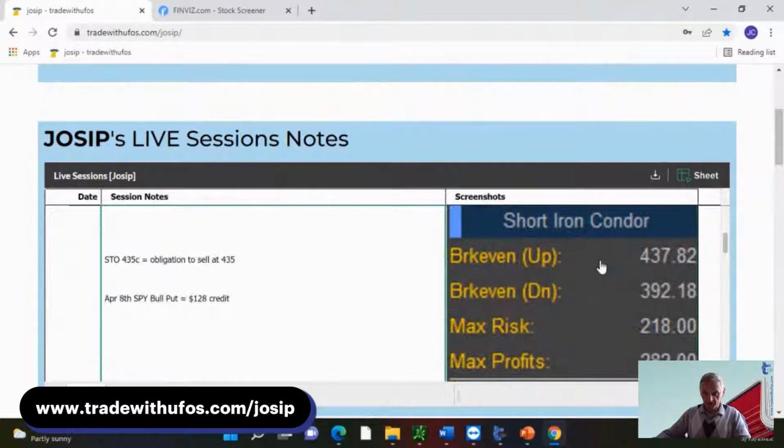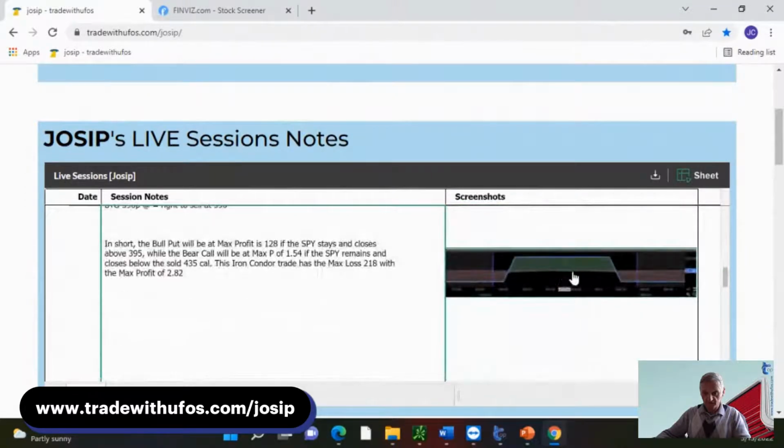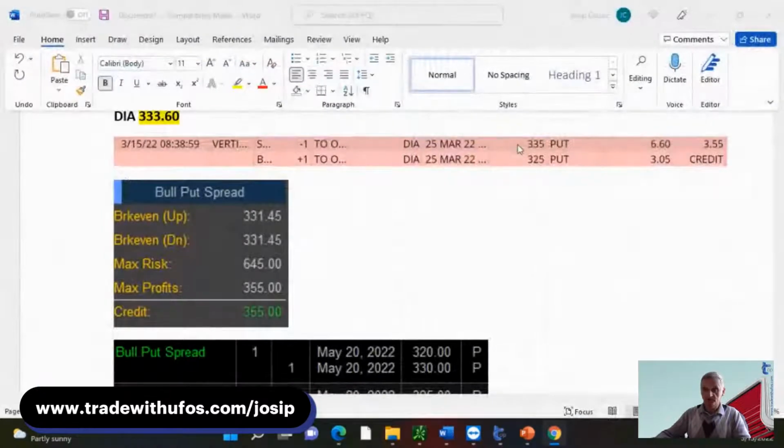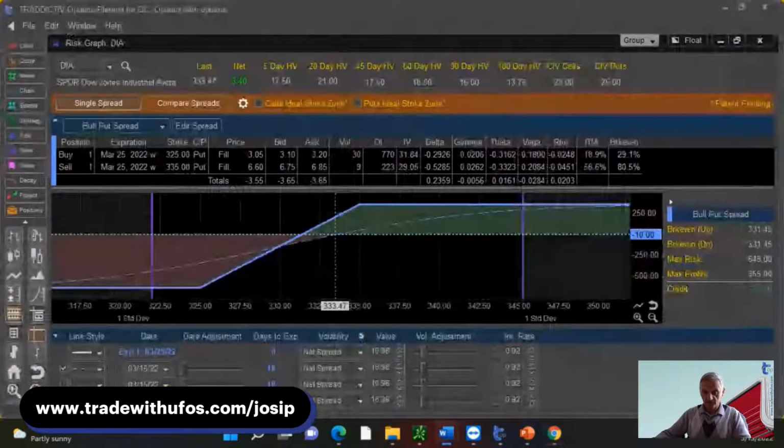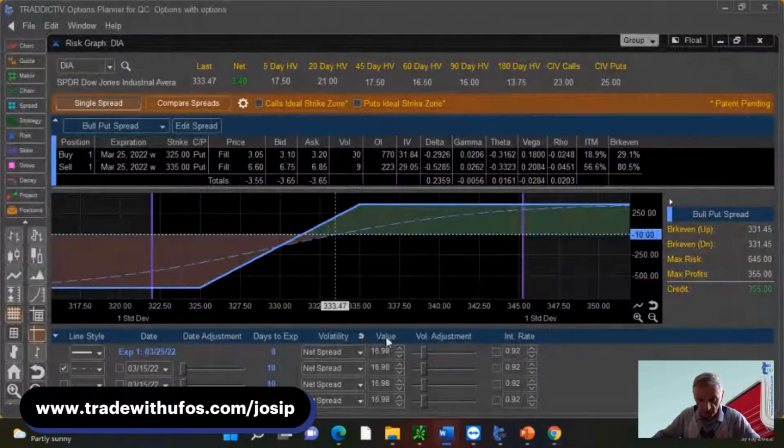Then we have an explanation of how much money is there, and then we have a risk graph. So I'm almost done with this trade, so I'm going to hurry up here and make sure that I give you all the information that is needed. I need to now copy the risk graph. So here's the risk graph that I need to copy. Just a little bit.